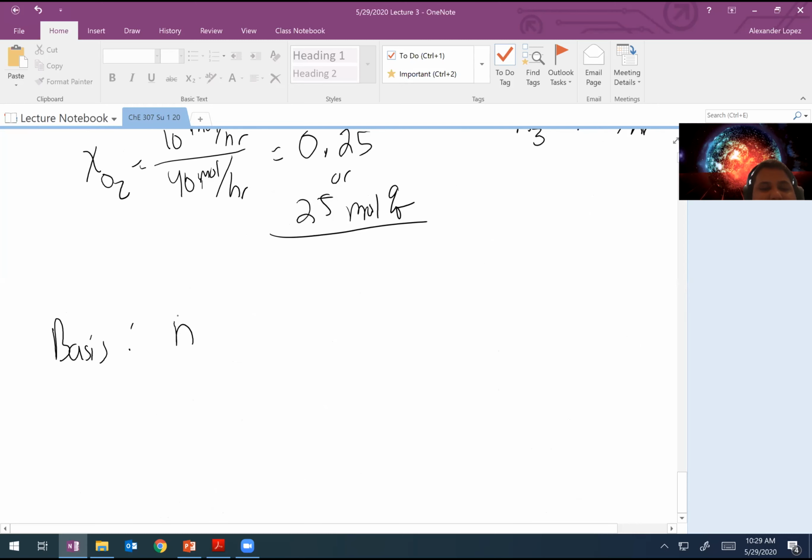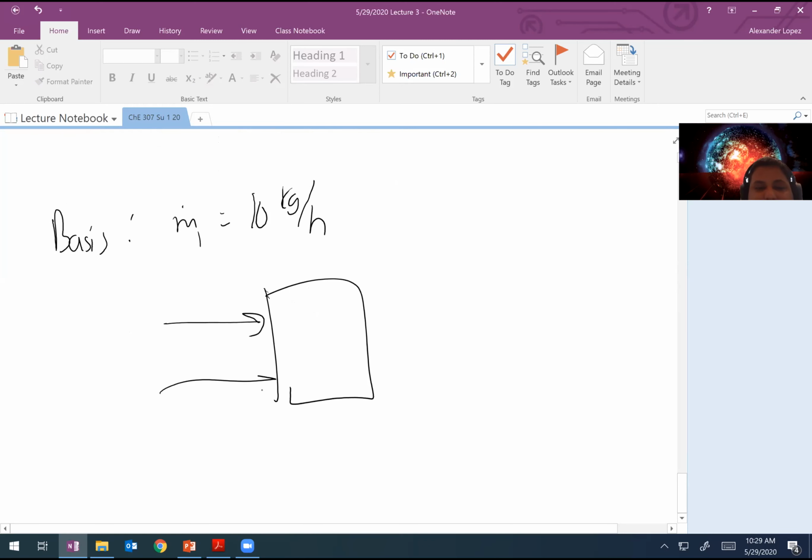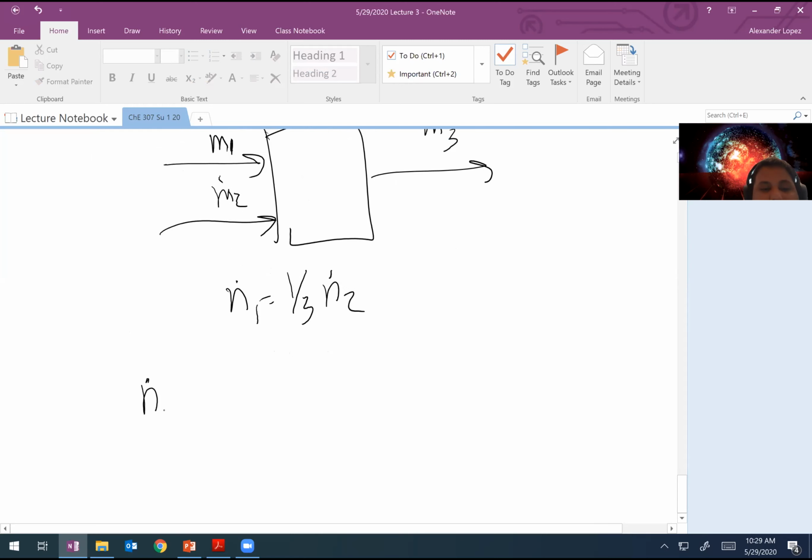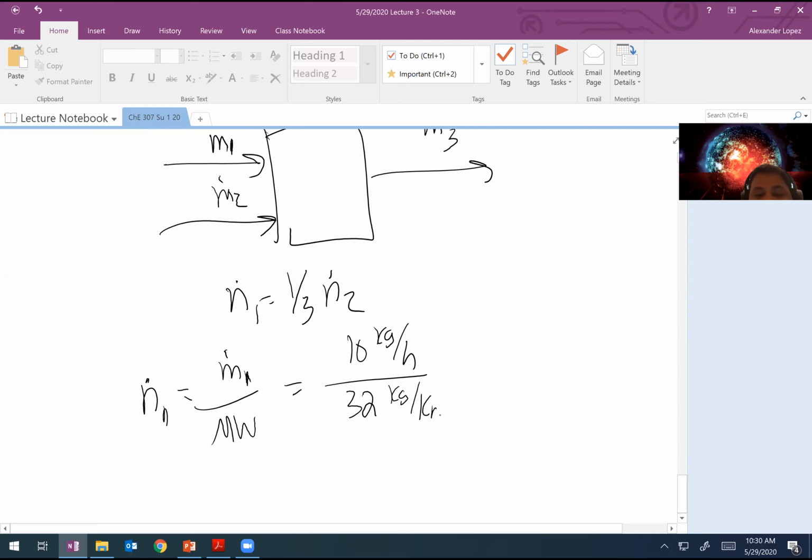What was it? N1, well, it wouldn't really be an N, it would be like an M1, is 10 kilograms per hour, right? So if I had that same process, I'm going to say M1, now we're looking at things in terms of mass. It gets a little trickier in terms of mass. And I had N1 was 1/3 N2. So in order to take it from a mass flow rate to a molar flow rate, I need the molecular weight, because the molar flow rate is the mass flow rate over the molecular weight. So for oxygen, I have 10 kilograms per hour over 32 kilograms per kilomole.